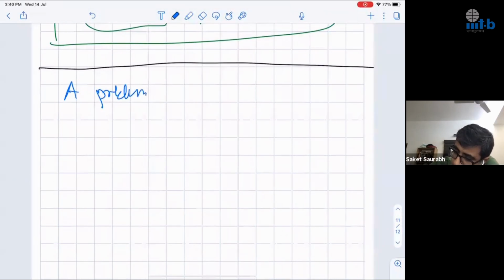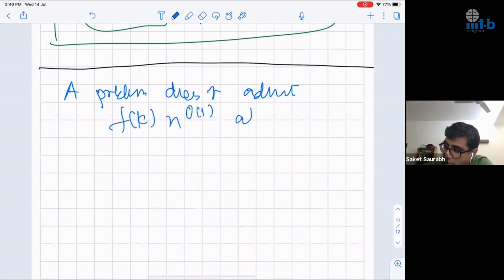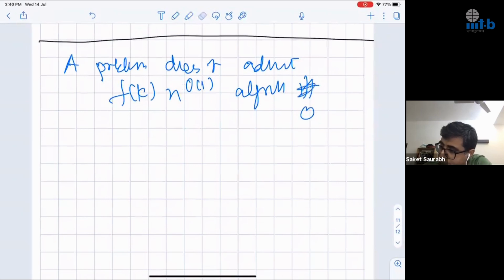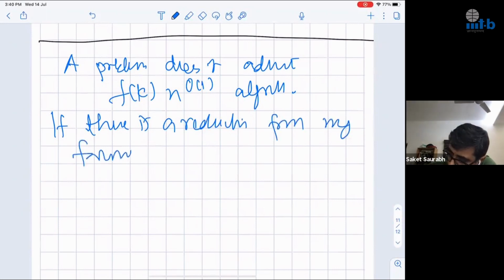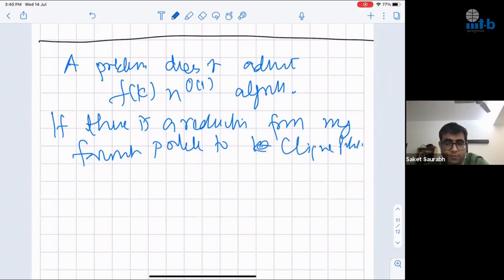A problem does not admit an f of k n to the power big O of 1 algorithm if there is a reduction from my favorite problem to the clique problem. Okay, what is the meaning of this? Let me explain to you.